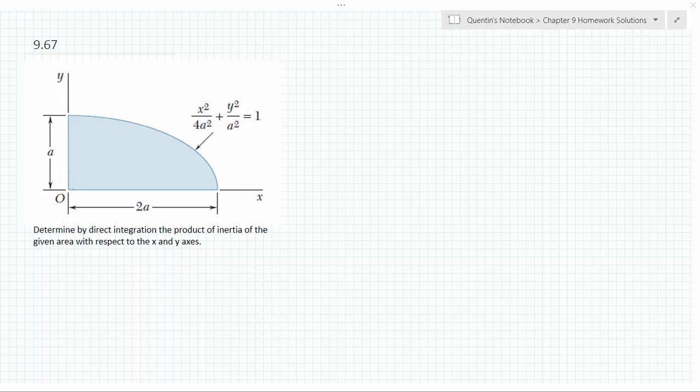Okay, let's look at problem 967. This is from the book. We're supposed to determine by direct integration the product of inertia, or IXY, with respect to the x and y axes. Okay, so how do we do this all the time? Well, IXY is the integral of xy dA, which is lovely.